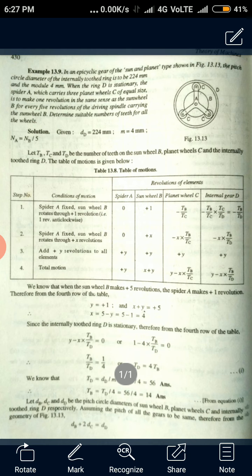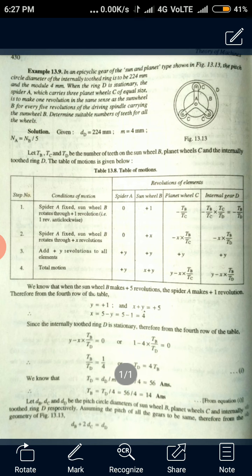So you will get TB by TD. The sign is negative because C and D mesh internally, so the direction is the same, that is clockwise. So minus TB by TD. Now the second row: arm or spider A is fixed. Sun will make plus x rotation, so multiply by x: 0 into x is 0, 1 into x is x, minus x into TB by TC, minus x into TB by TD.